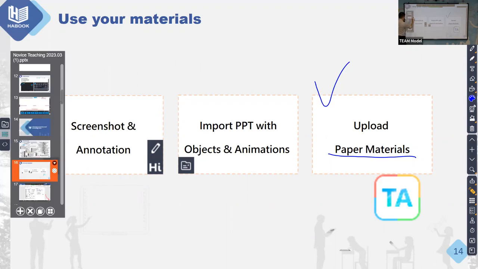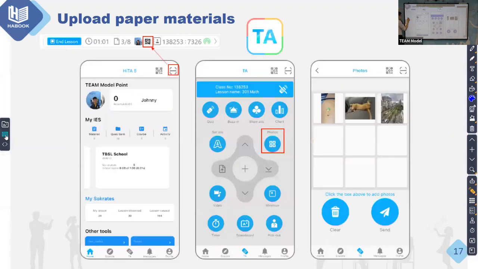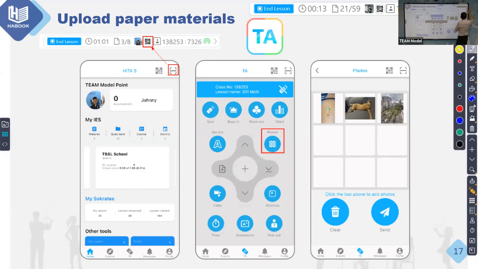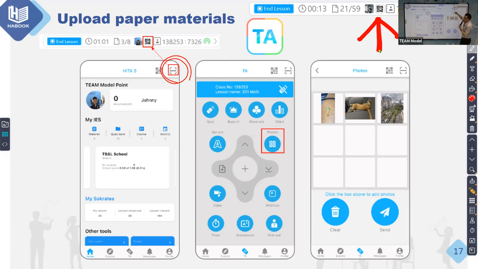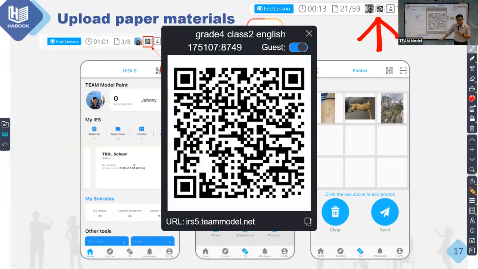Here. Okay, when you're using HiTA, we know that HiTA can scan QR code, right? We have already tried to use HiTA to scan QR code to join my class today. So you can use the scan QR code function in HiTA. And where is the QR code? Which QR code we want to scan? Here. You can see on the top of HiTeach, there will be a QR code icon. And push it, it will become bigger. You don't need to scan this QR code now.